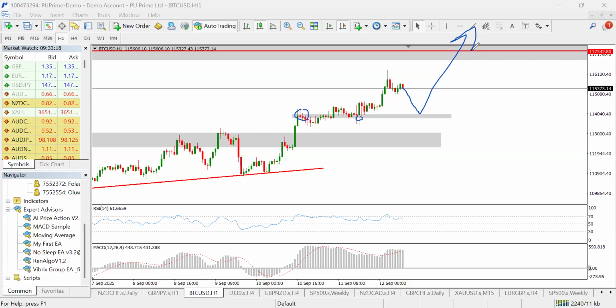That's the best way to trade the BTC. Currently we even have a rejection candle here indicating that price may drop. So just wait for the perfect setup before you take any trade on BTC USD.